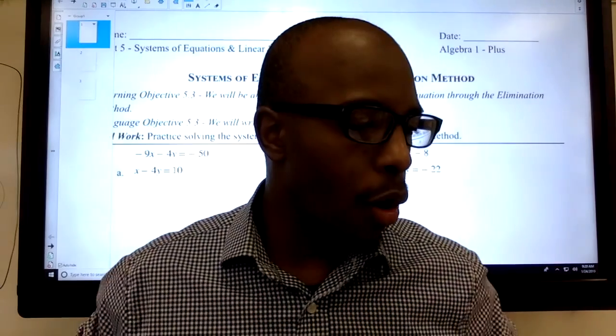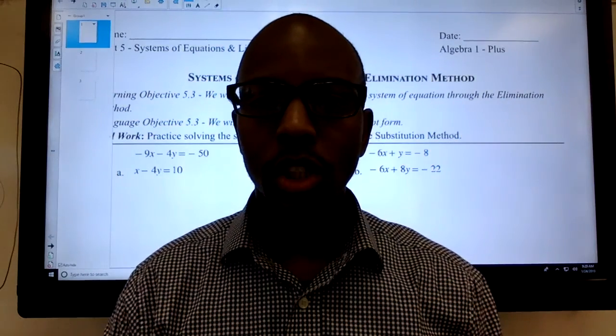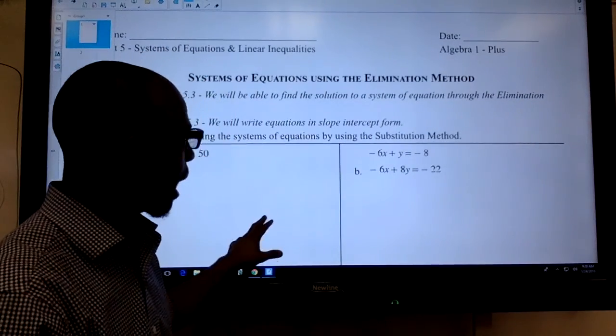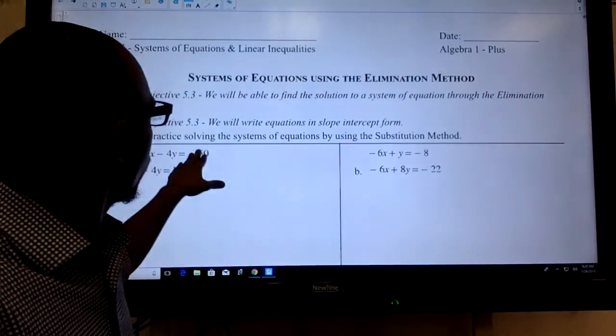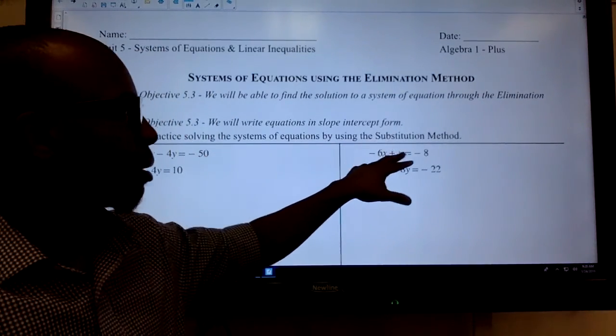So let me go over it. This normally starts off with a bell work, as we do in class, just to get us all started and get us ready. The bell work is asking you to solve these systems using the substitution method.